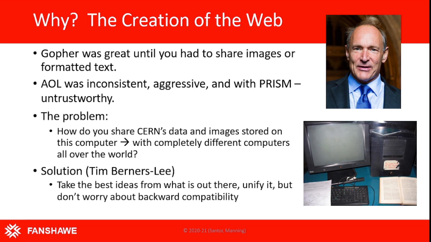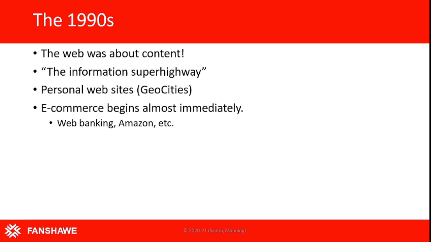So the problem was to share CERN data and images stored on your computer with completely different computers all over the world. Tim Berners-Lee saw an opportunity, took the best ideas from what was happening and unified them, without worrying about backward compatibility. The WWW, or the web, was born in the 1990s. It was called the information superhighway. Personal websites were created, then e-commerce became widespread, like web banking, Amazon, and so on.